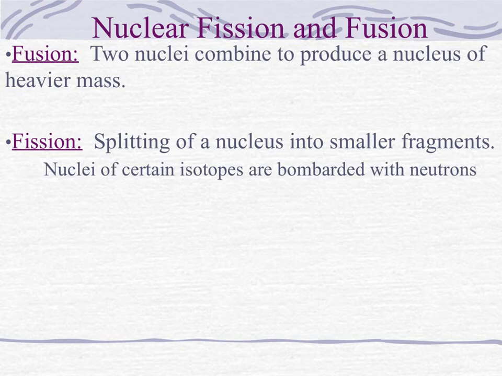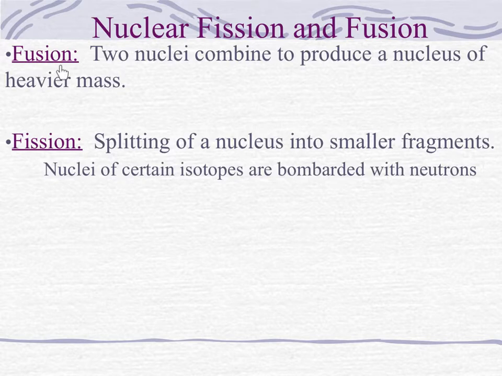Hi everyone. Okay, so this is the last part of chapter 28 on the nuclear chemistry stuff. So we're going to talk about fission and fusion. Okay, and you need to know the difference between these two different types of nuclear reactions. So let's first talk about fusion.